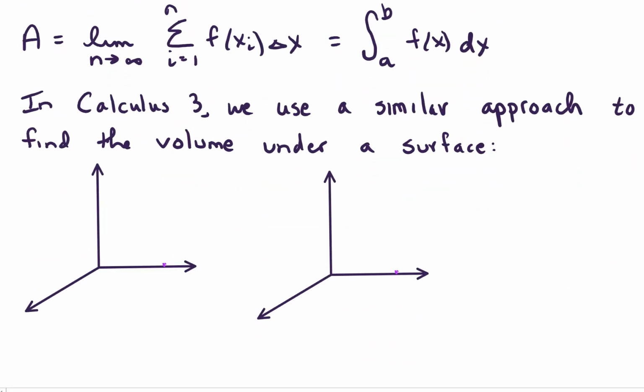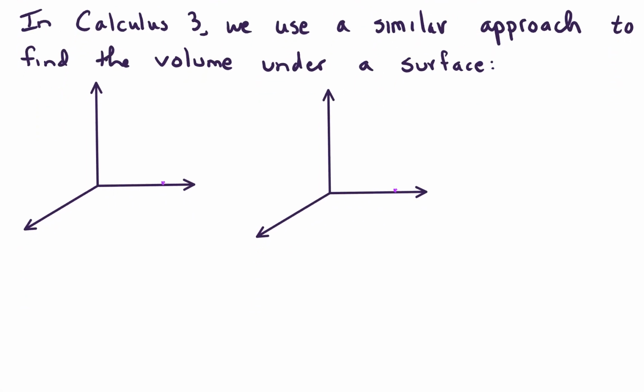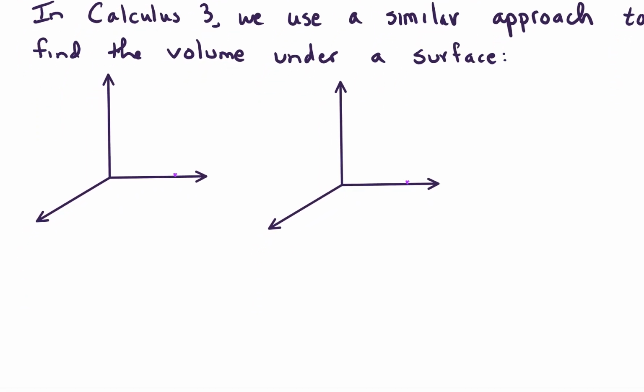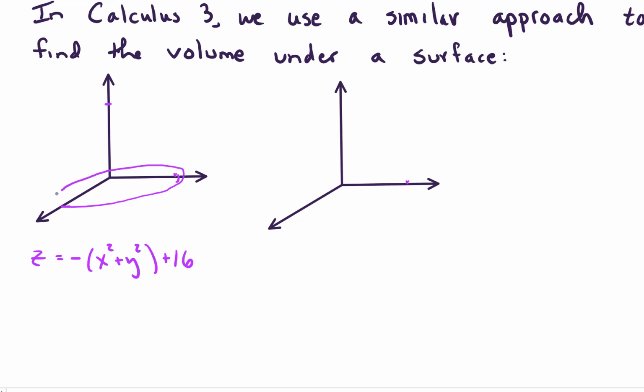In Calculus 3, we want to find the volume under a surface. Let me draw a surface here, and the surface I'm going to draw for you looks like z equals negative x squared plus y squared plus 16. The maximum value of this function will be 16, and when we intersect here with the xy plane, it's going to look like a circle, and it kind of looks like a dome shape surface if we come down like that.